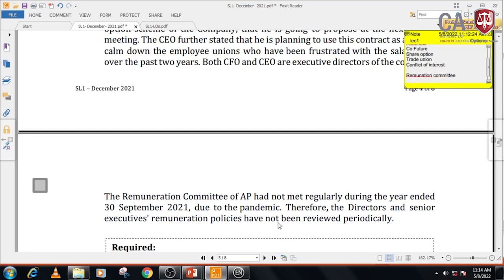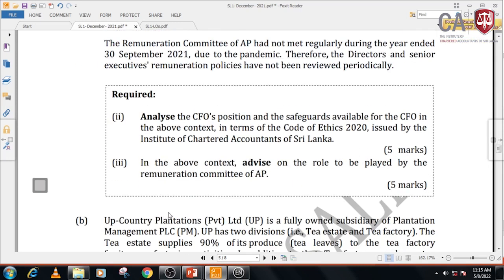Now, how do we write this answer? First of all, what question do we have to answer for another 10 marks? One is to analyze the CFO's position and safeguards available for the CFO in the context of the code of ethics. Always in the past, the exam question has been based on the conceptual framework. Let me recap that and use this question again. The other is, in the above context, advise the role to be played by the remuneration committee. That is all for 10 marks. Again, another easy question if you approach it properly. This is how you should approach this question.